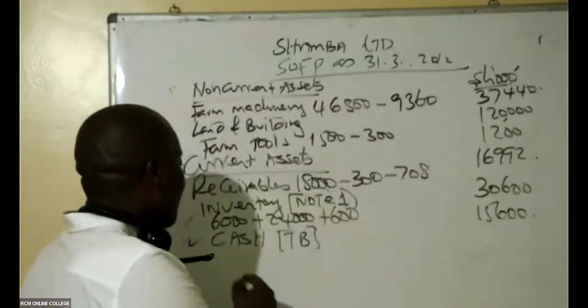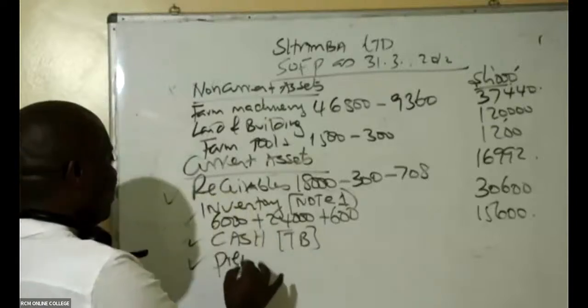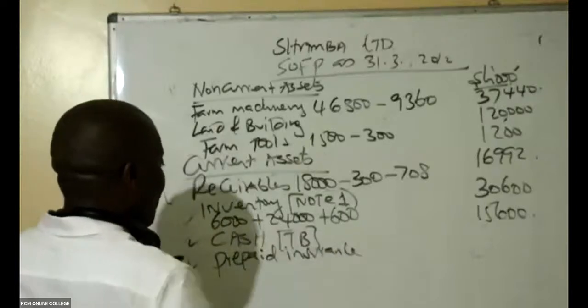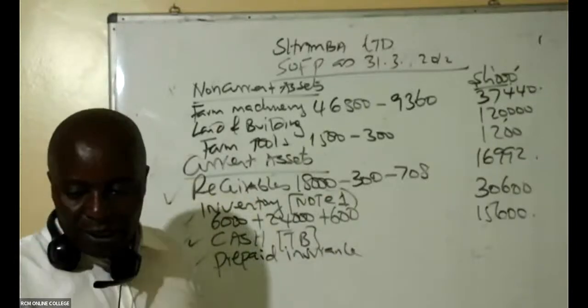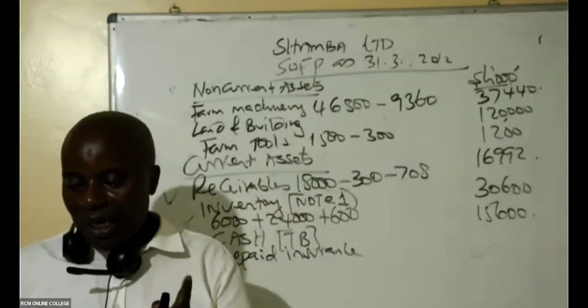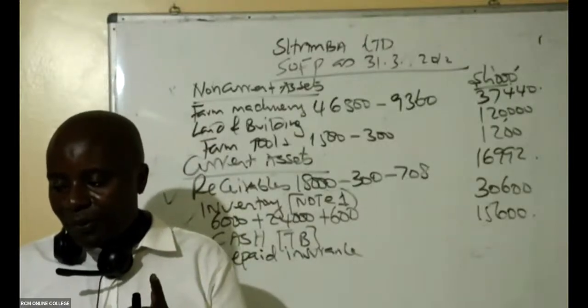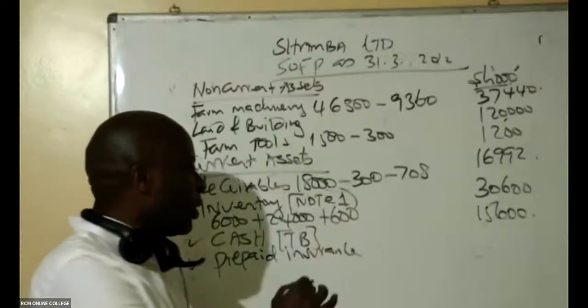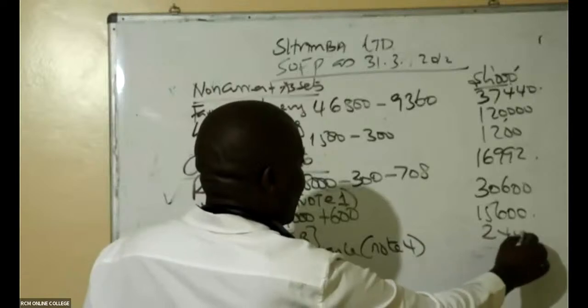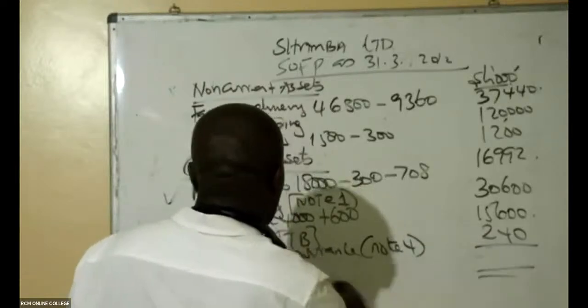So we have here the prepaid insurance, the prepayments. Is there somebody who is able to remember the prepaid insurance, the prepayment of insurance premiums here? Are you able to remember that amount? Prepaid insurance. If I were you, I would put even the note. This was note 4, if you remember. So 240.